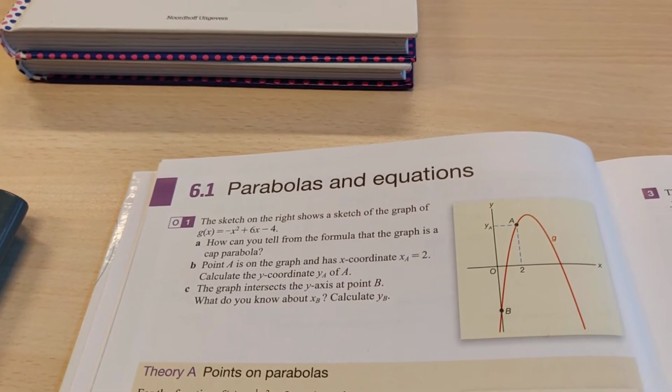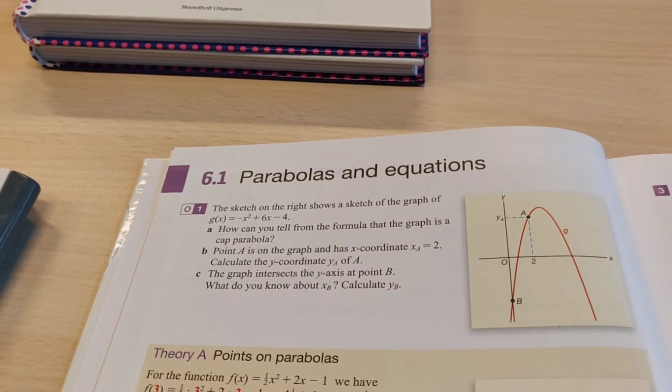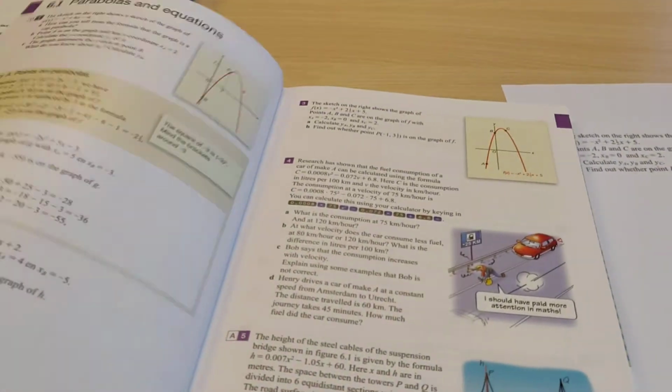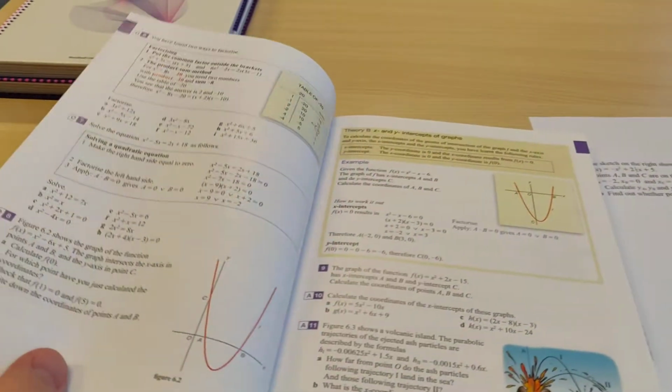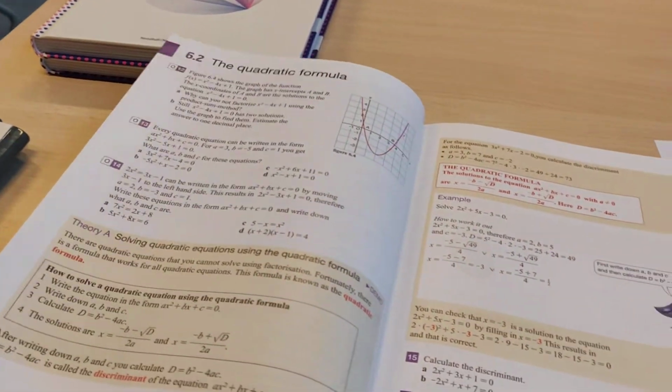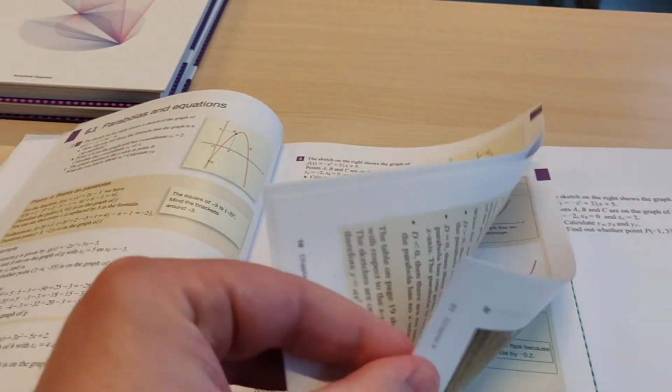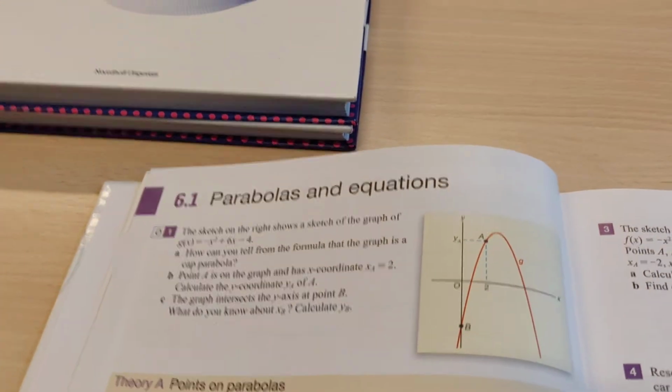Today we're going to start with a new chapter, chapter 6, about parabolas and equations. This one's going to be a bit similar to chapter 3, because here we see parabolas and we need to calculate the vertex and the coordinates of the x-intercepts and the y-intercept, all of that. And there will also be some new things here, right? But overall, very similar to chapter 3.